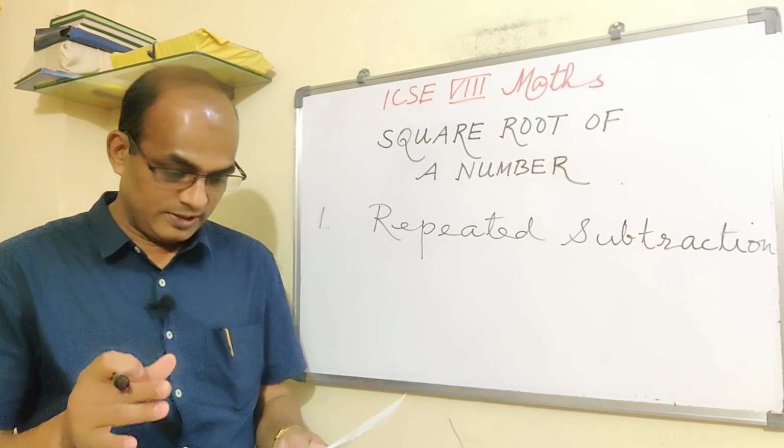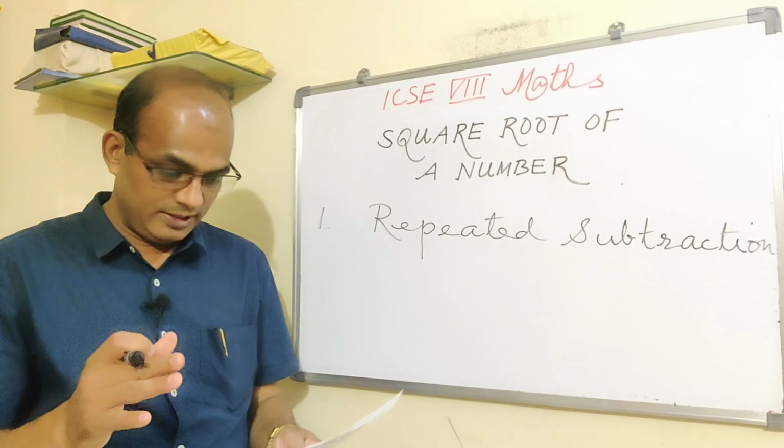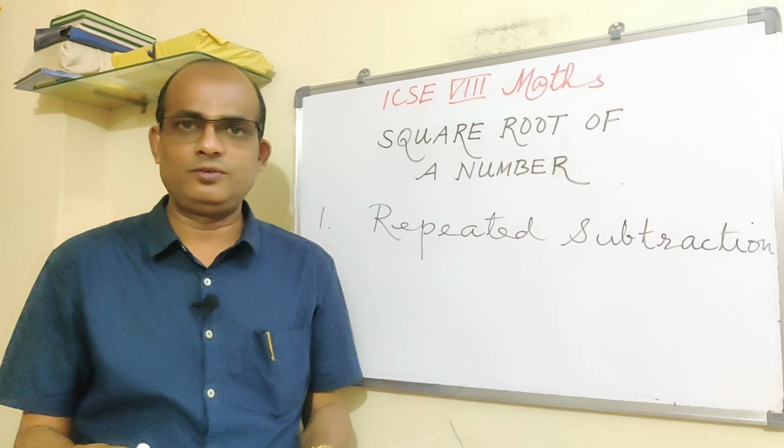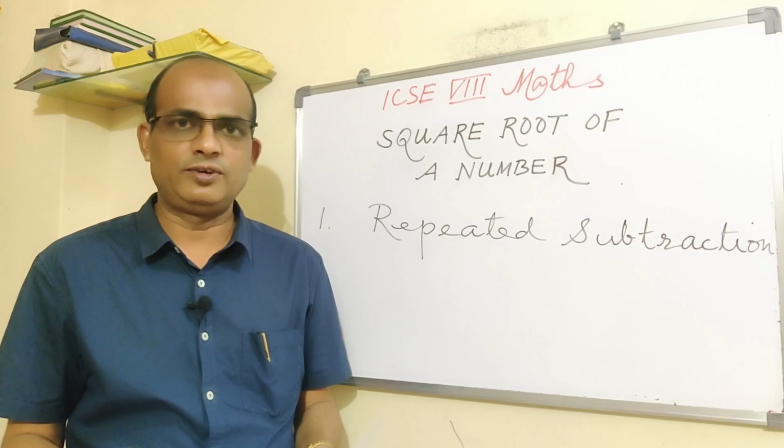Alright. So, if we get 0 after repeated subtraction, that means it is a perfect square, and then we will find out what is the square root of 121. Okay. So the question is 121. This is the question. And by repeated subtraction method, first we have to check if it is a perfect square or not, and then we will find out the square root. Alright. So let's subtract.